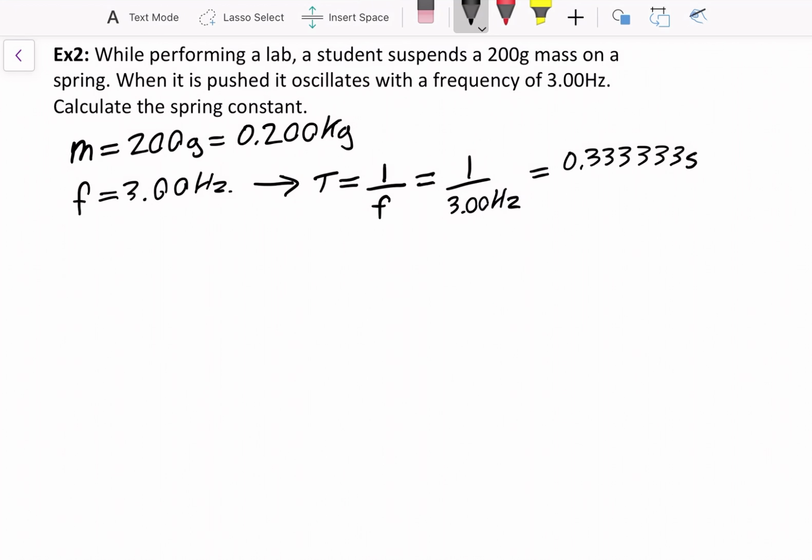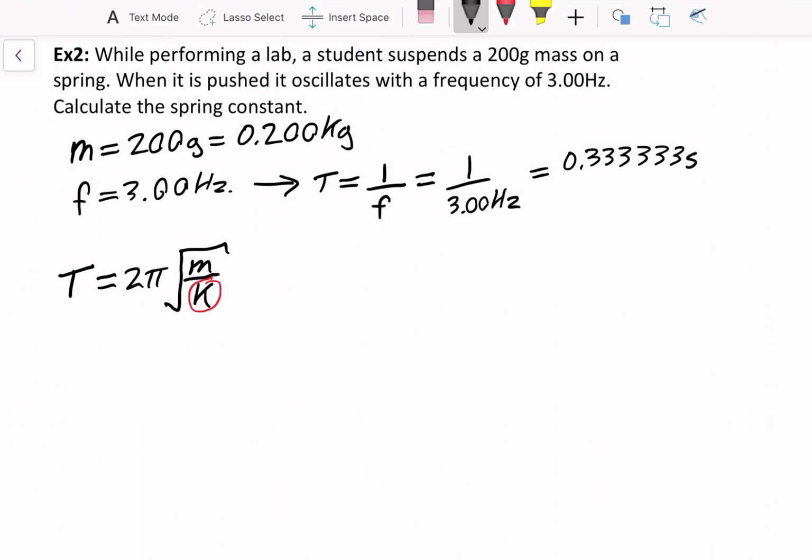The next thing that we can do here is, since we're talking about a spring on a mass and we're talking about a period, we're going to jump right into this equation where our period is equal to 2 pi multiplied by the square root of mass divided by k. So look at that, we've got an equation with our spring constant in it. We know what the period is, we know what the mass is. 2 pi here is just a constant, so all we have to do is isolate for k.